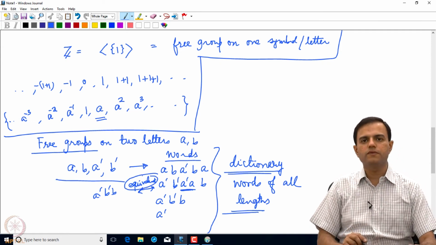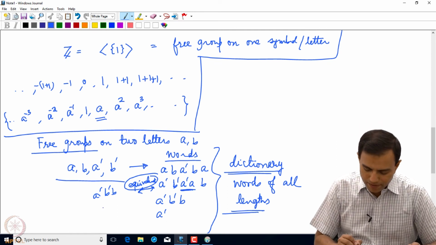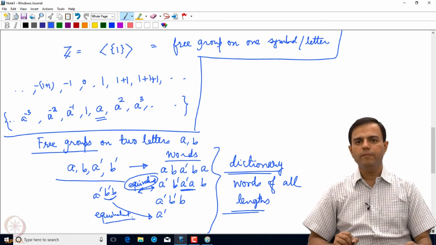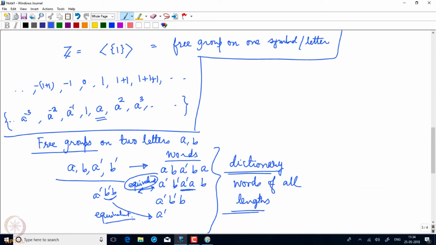It's equivalent to this word. And again B prime, B are coming together, they'll collapse, and then this is equivalent to A prime. Okay. So I am considering words of all length, and I am just being careful that I am identifying equivalent words.